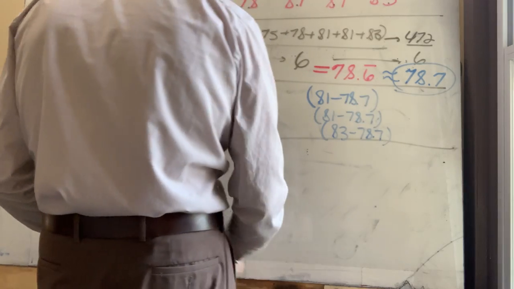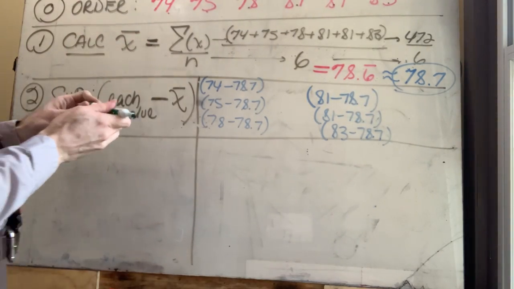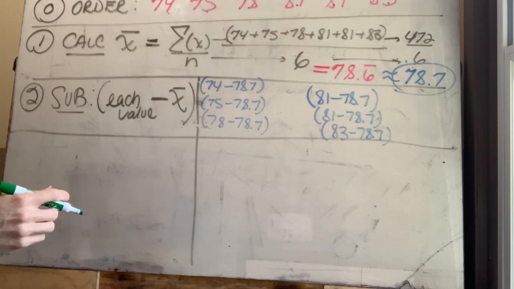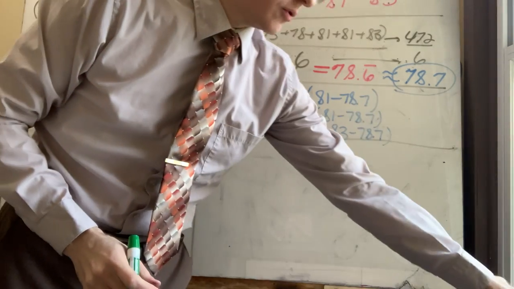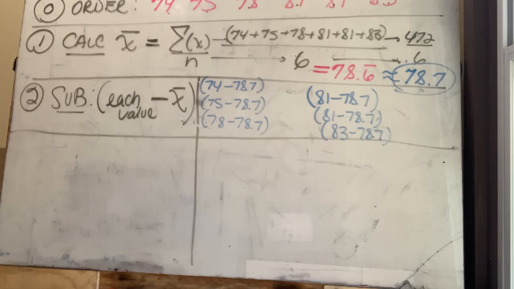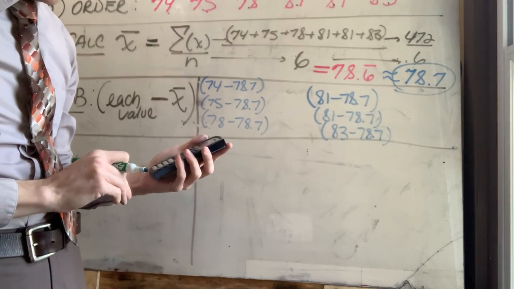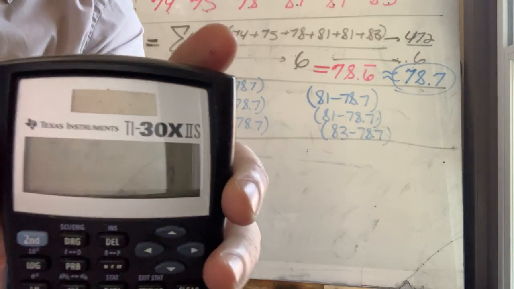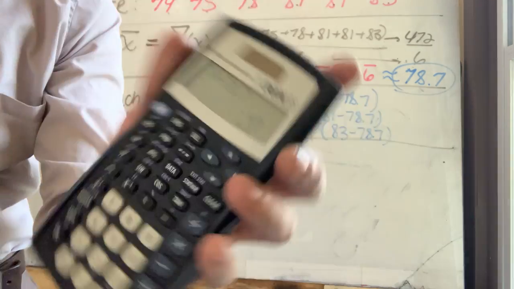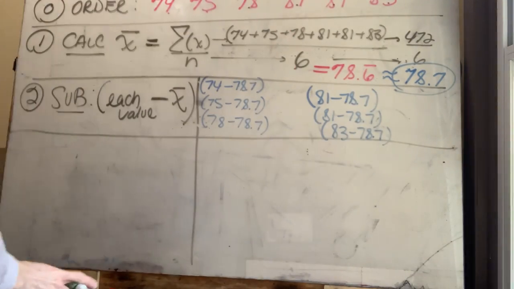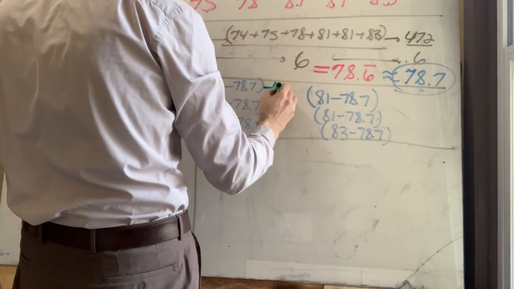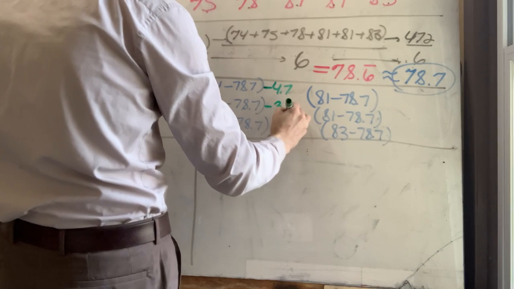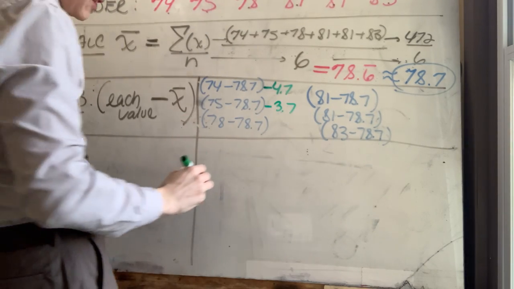What does that leave you with? Well, using my rounded decimal here, let's see. Well, I'll show you. Sorry for the fireworks here. 74 minus 78.7, you get negative 4.7. So I'm going to put that adjacent. 75 is negative 3.7. 78 is negative 0.7.